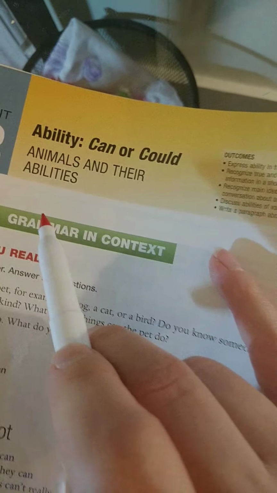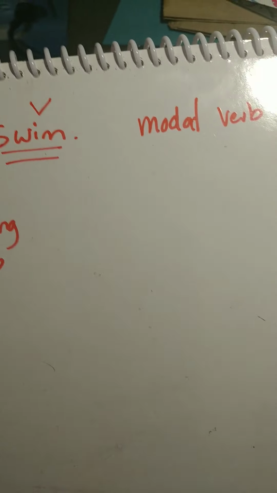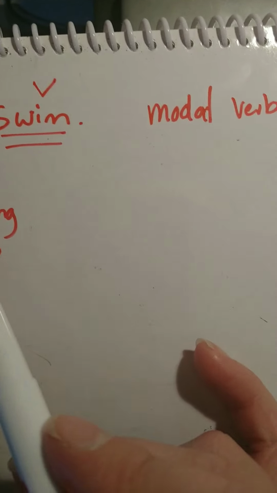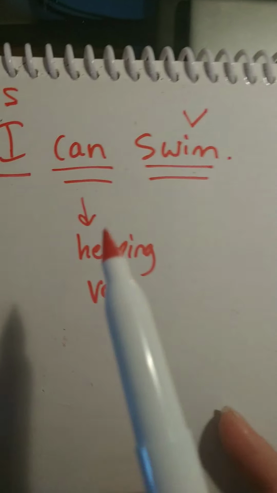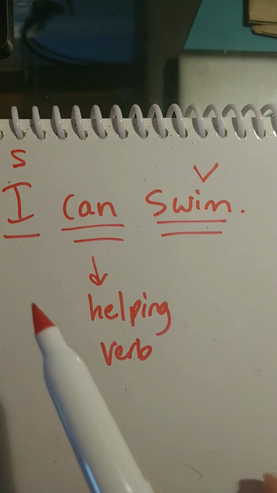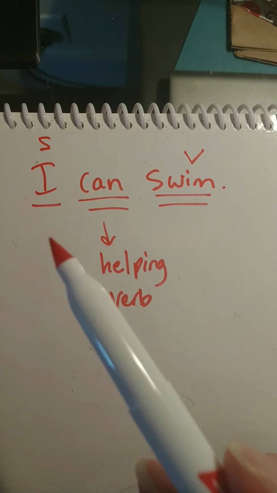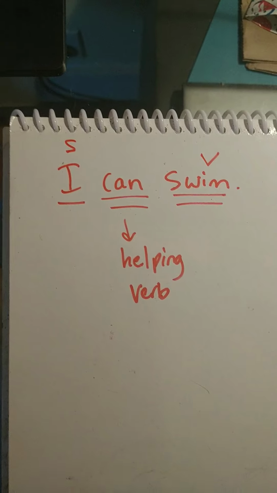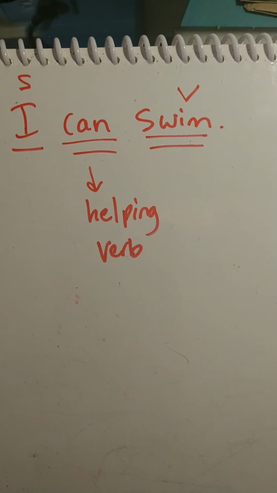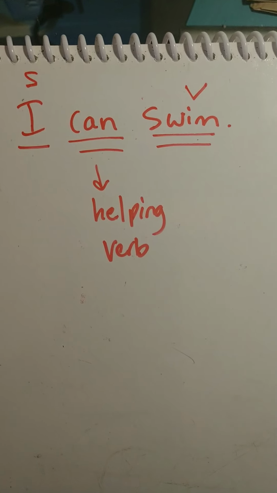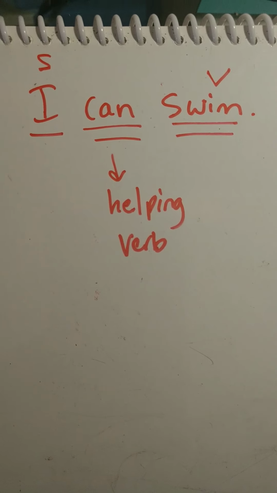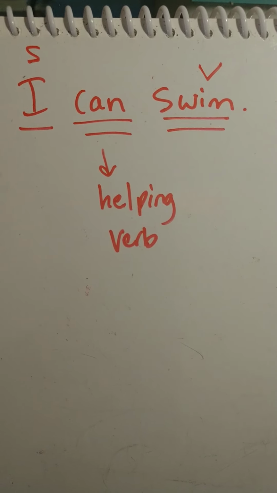It's called a modal verb. So I'll write modal verb here. It's a type of helping verb, a modal verb is. And I think you understand what it means. It means, yes, I have the ability to swim. I know how to swim. I understand the concept of swimming.